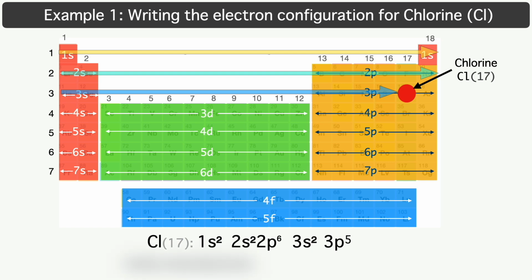Step 4. Verify the configuration by counting total electrons, which is 2 plus 2 plus 6 plus 2 plus 5, that is 17. It matches chlorine's atomic number, so the electron configuration is correct.